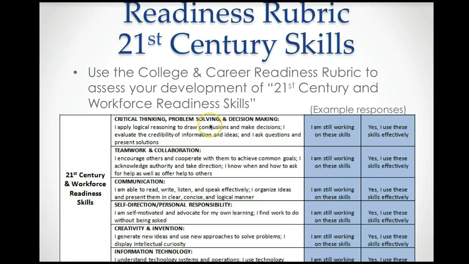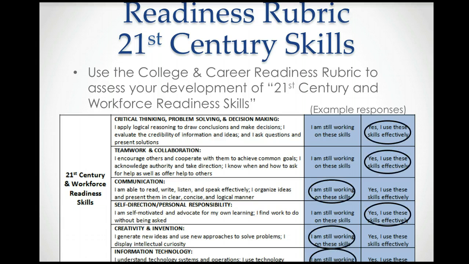Okay, so it's time to go back to the readiness rubric. And it's time to assess our 21st century skills. So this is really for you. Think about these areas that they have here. And you have two choices. I'm still working on these skills, or yes, I use these skills effectively. So feel free to circle whatever you think is the best fit for you. Like that. So feel free to pause me again, and we'll continue when you're ready.